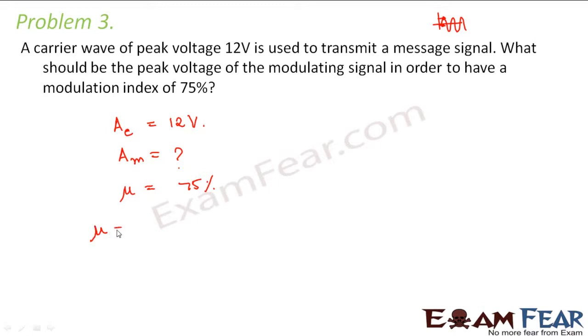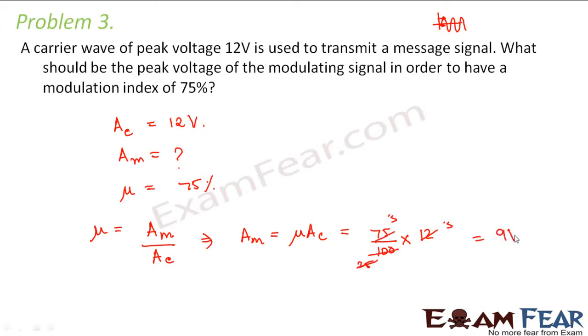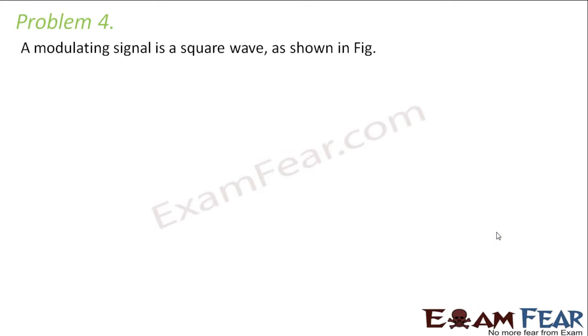Now how do we define modulation index? It is the ratio of the amplitude of the modulating signal to the amplitude of the carrier wave. So from this we can say AM is equal to mu AC, that is 75 by 100 into 12. So this is equal to 9 volts. So this should be the peak voltage of the modulating signal. Simple? Okay. So let's go ahead with problem 4.